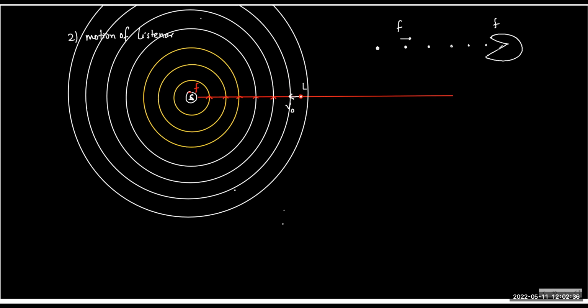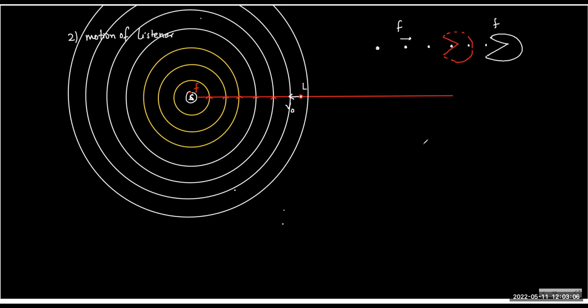Now let's say you start moving forward. So in the same time, you will be here actually. So apart from f laddu, you can eat these three extra laddu, no? Understood? Because of the motion, you receive more waves per second.